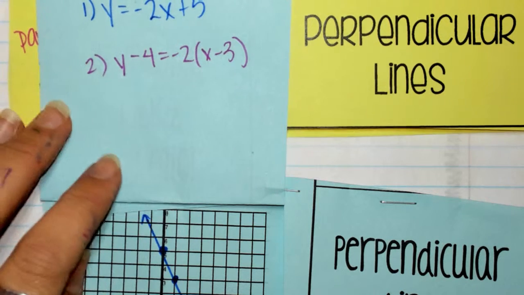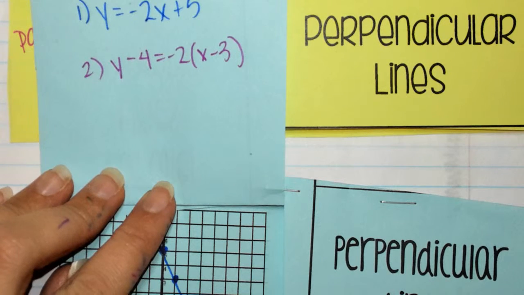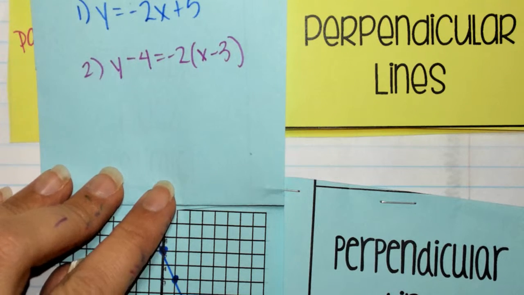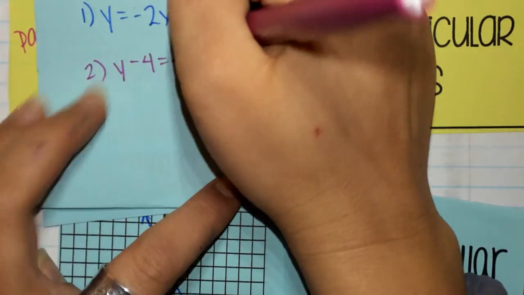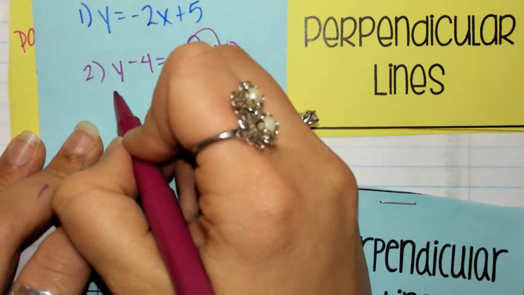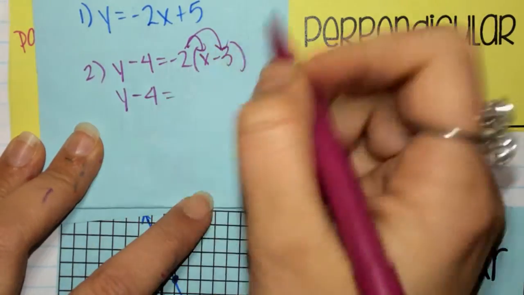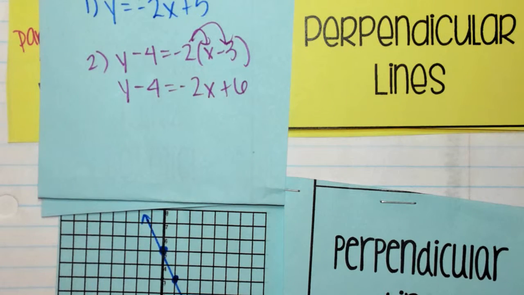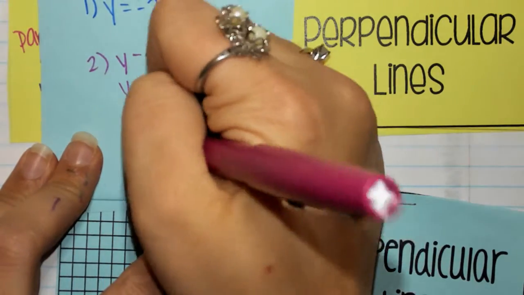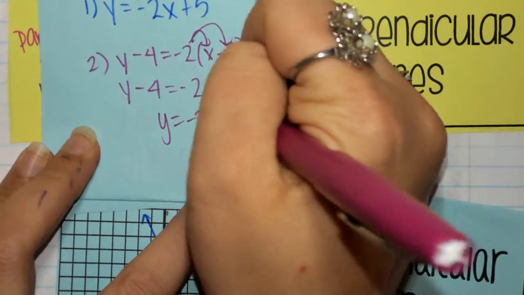John? Come on, John. You multiply the slope by the point. You distribute. Give yourself a point. Alright, so distribute first, and you get y minus 4 equals negative 2x plus 6. Now what would we do? Add 4. So y equals negative 2x plus 10.